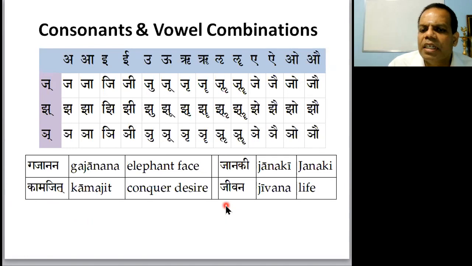The next word is Jivana. Okay, Jivana. This is the longer ee. Jivana means life. Like Jivana Jyoti Jalavo, you know, it's a Hindi bhajan, but the first word is actually a Sanskrit word. Jivana means my life, okay, our lives.